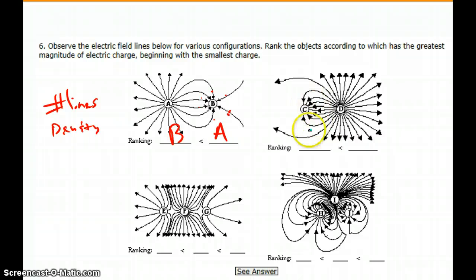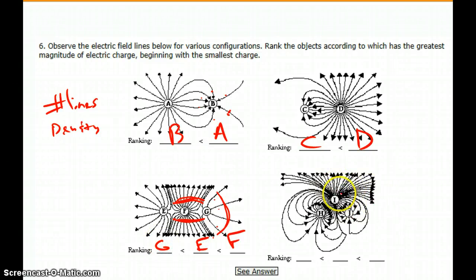Here, same kind of thing, you got a lot less lines coming into C than are coming out of D. So that indicates D is stronger than C. And this next one, you can see this is a good one where density really helps. See how close these lines are together? It's got the biggest density for sure, so F is going to be the greatest. And then over here, see how far apart these are? There's only 4 lines, and over here there's at least twice as many as that. So that means E would be larger than G.